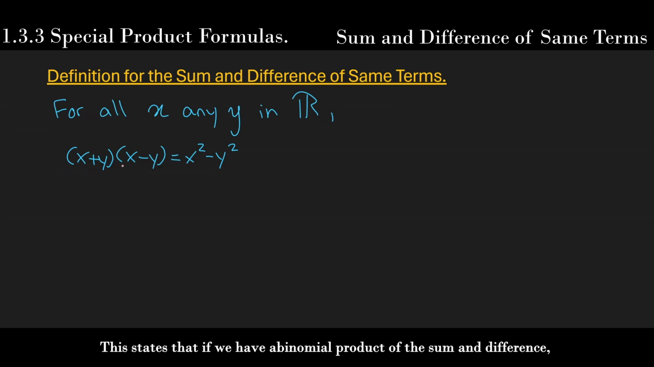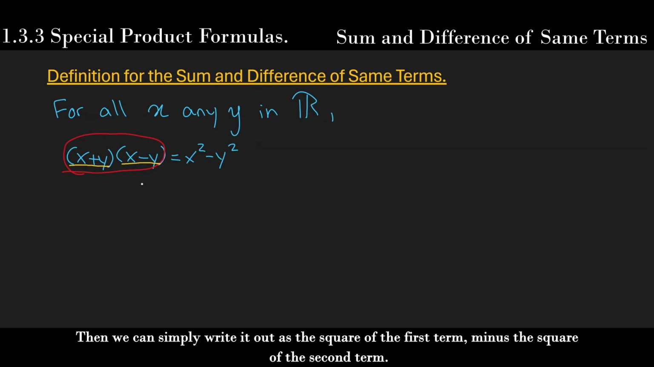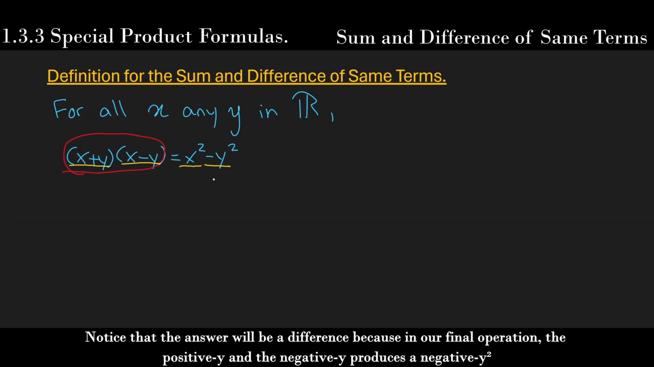This states that if we have a binomial product of the sum and difference, then we can simply write it out as the square of the first term minus the square of the second term. Notice that the answer will be a difference because our final operation, the positive y and the minus y, produces the minus y squared. Let's check out a few examples.